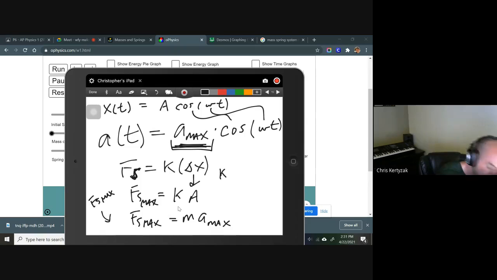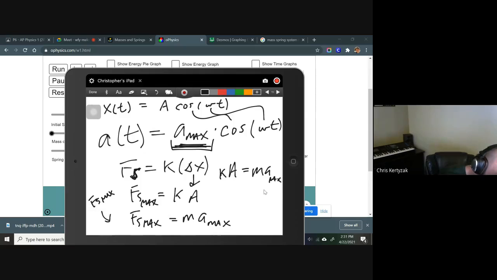So I can set these equal to each other. I end up with Ka is equal to Ma max, right? And because they're both representing the spring force, the maximum spring force, one's using Newton's second law, the bottom one. The one above it was just using Hooke's law. So we're combining Hooke's law with Newton's second law.